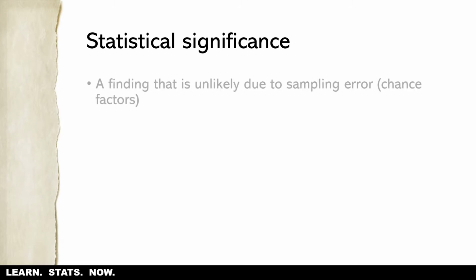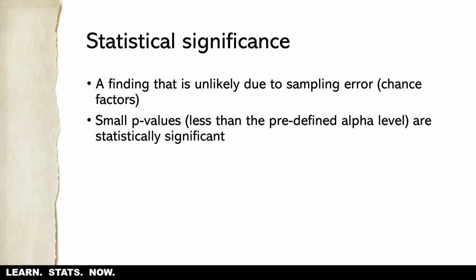Okay, so let's talk a little bit more about statistical significance. Again, a statistically significant finding is one that is unlikely due to sampling error or chance factors, and they're associated with small p-values. So the p-value has to be less than the predefined alpha level that was set prior to running the analysis. Now, what do you look for in the statistical output?